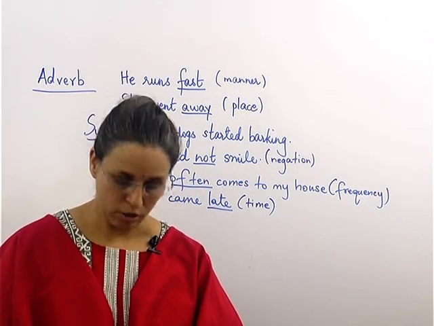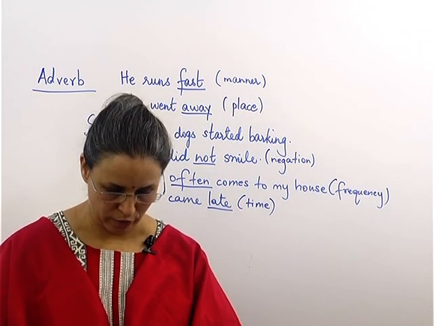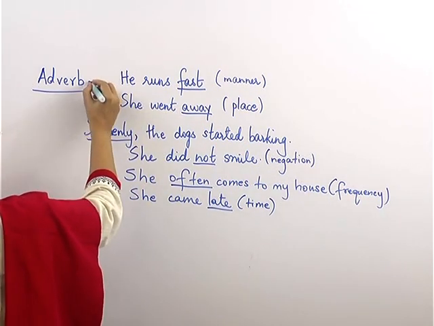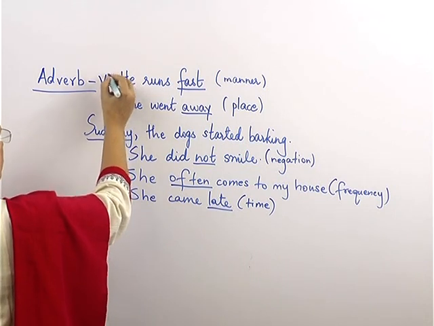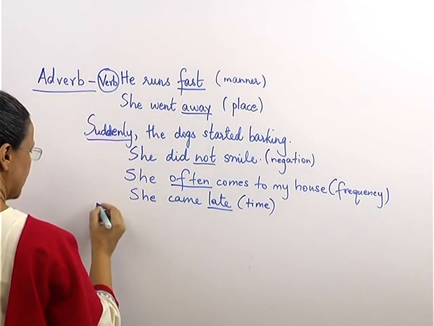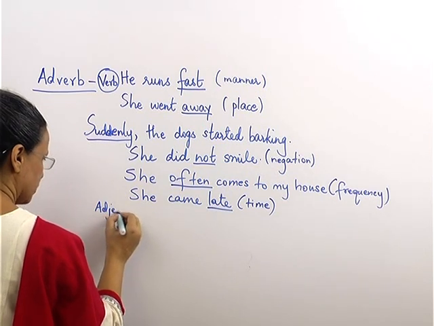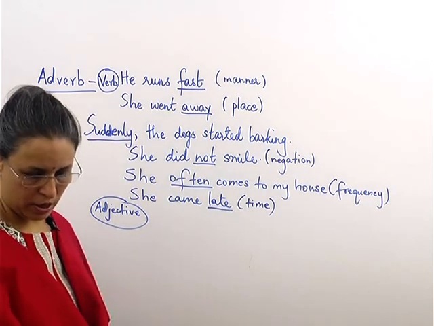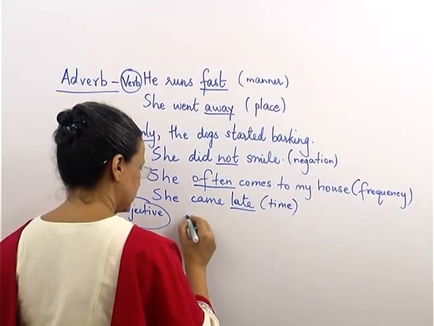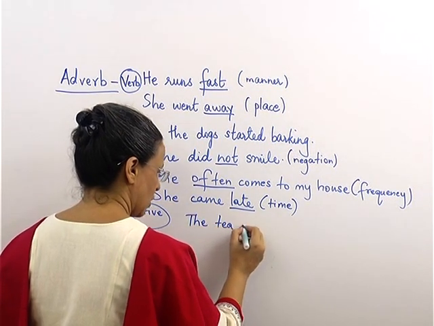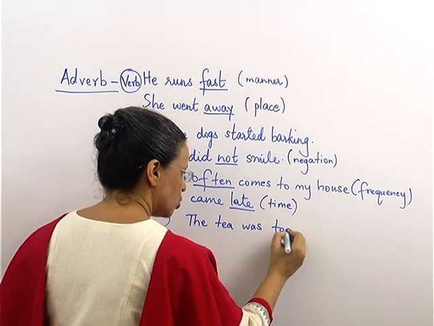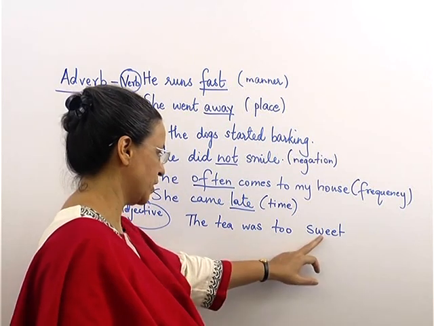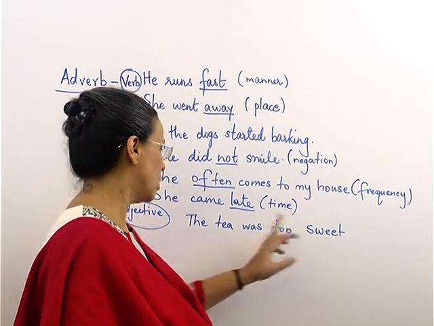Now, if you see in your book, they have said it also tells you about an adjective. The tea was too sweet. Okay. So, now adverb tells you more about verb. This was the first type. Second type, it can tell you more about adjective. Now, how does it tell you more about adjective? Here when you said the tea was too sweet. You know that the adjective over here is sweet. Sweet is adjective telling you how the tea was.